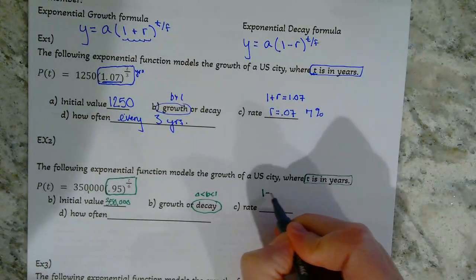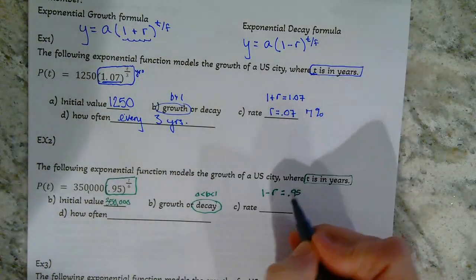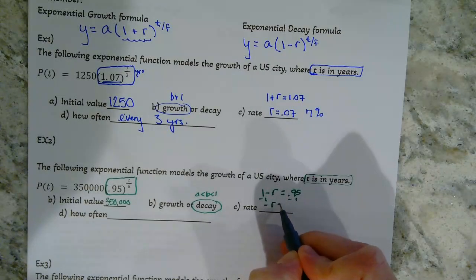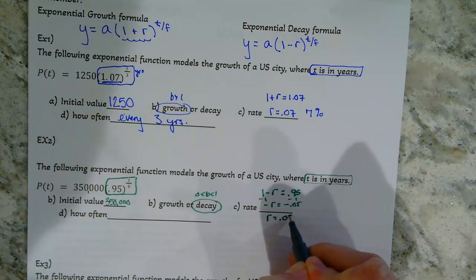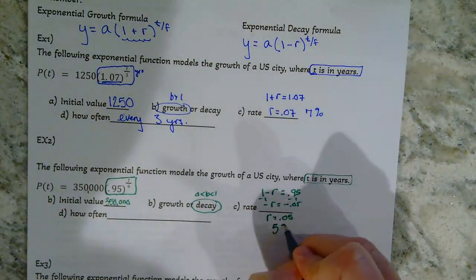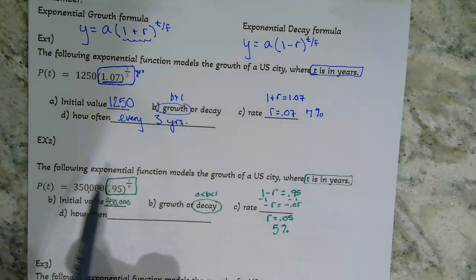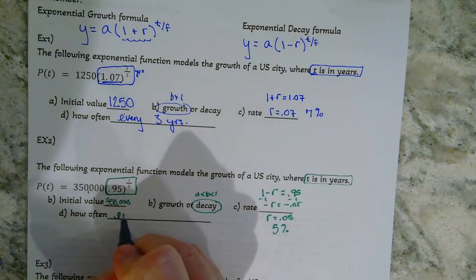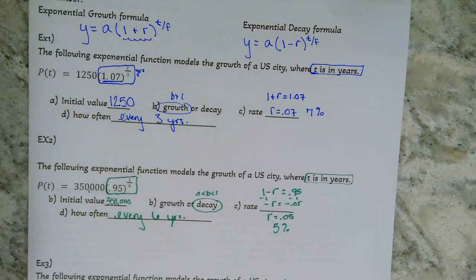Okay, so this time I'm going to say 1 minus the rate is going to equal 0.95. I'm going to subtract my 1. So I have a negative rate equals negative 0.05. So the rate is 0.05, which is equivalent to 5%. So, just to be clear, this population is decreasing at a rate of 5%. How often? Every 6 years.